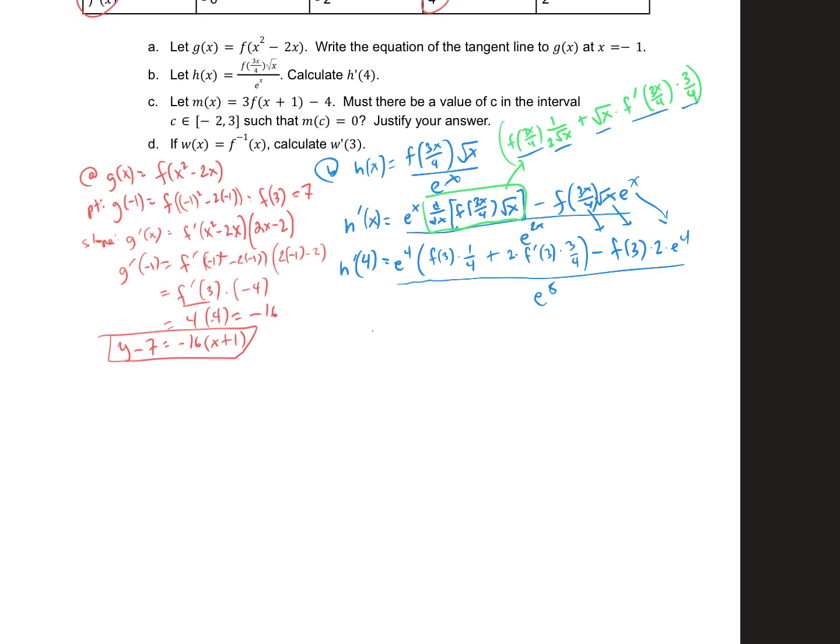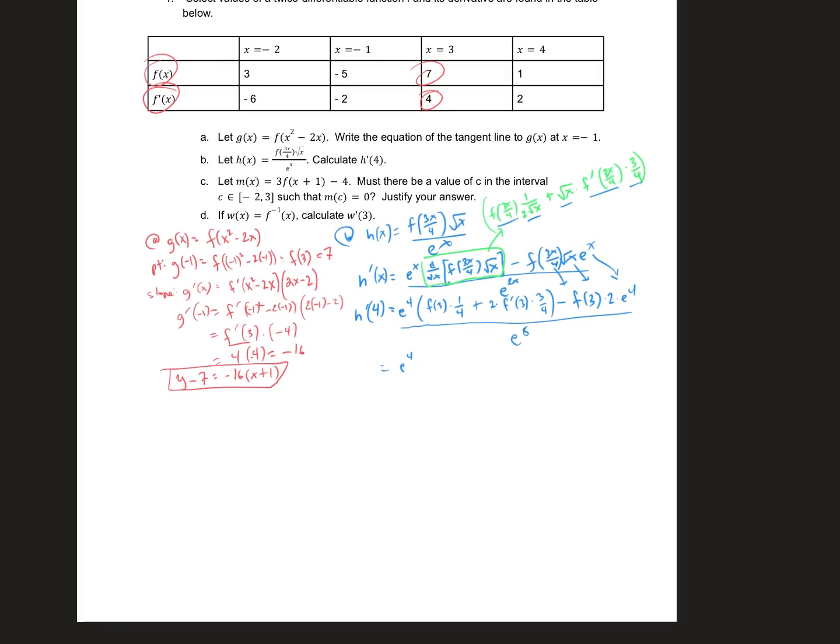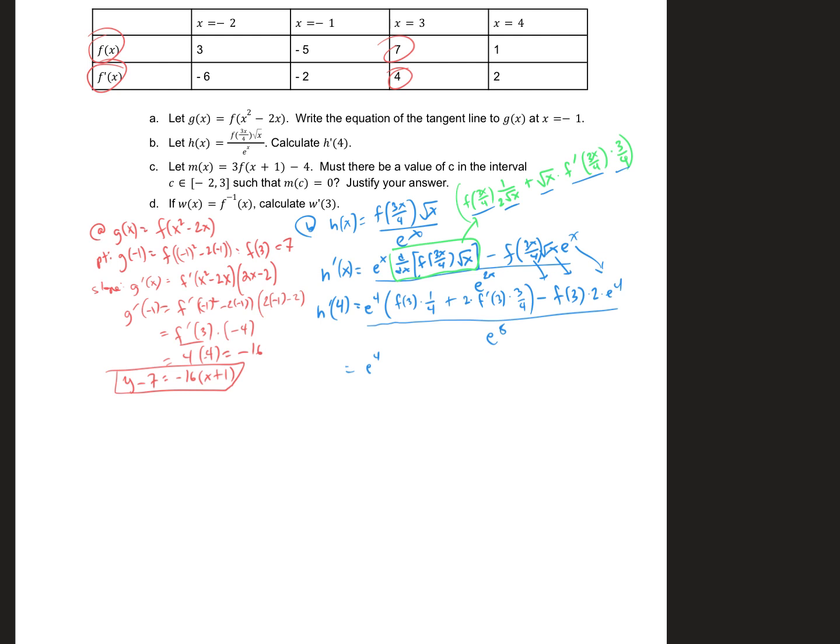So now, I've got e to the 4th. If I look back at the table, f of 3 was 7. So this is 7 times 1/4. And then 2 times 3/4 is 3/2, and f prime of 3 is 4, so 3/2 of 4 is 6. That's all that. Minus f of 3, which is 7, times 2, which is 14, times e to the 4th, all over e to the 8th.